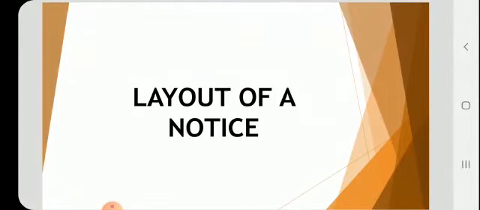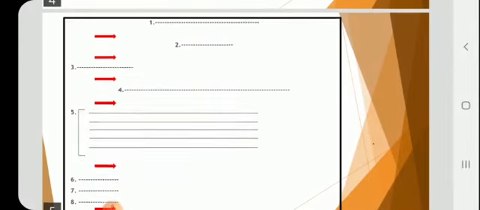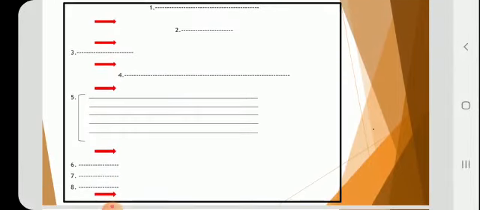This is the layout of a notice. As you can see, this is the outline of a notice. Here you can see I have marked various components. In the first place, you have to write the name of the organization issuing the notice, and that is to be written in capital letters.